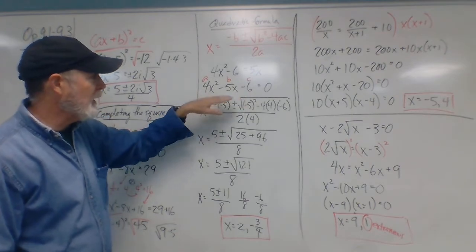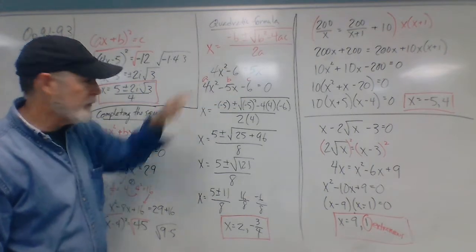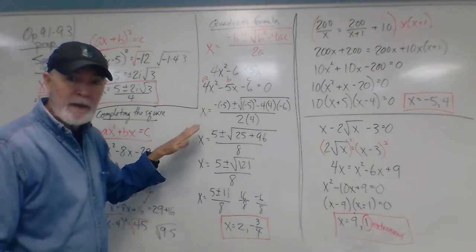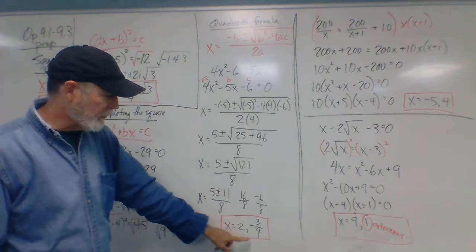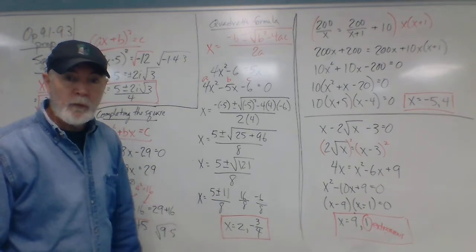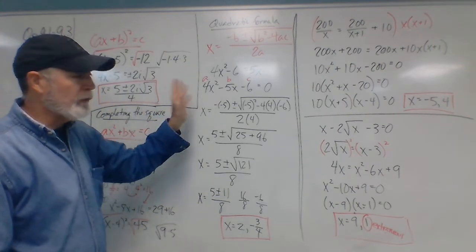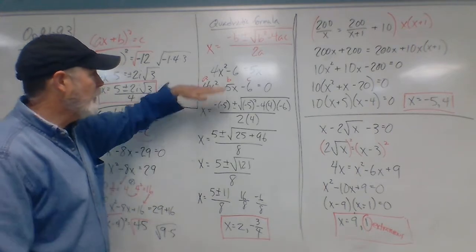It's just a matter of taking those values and putting them in the quadratic formula. And I'm already at almost 8 minutes, so I did it, and I would get that x equals 2 and negative 3/4.